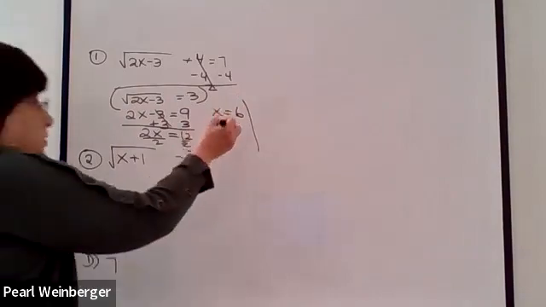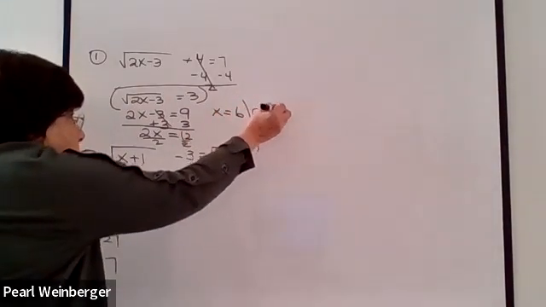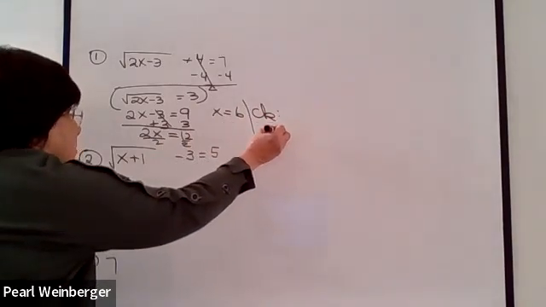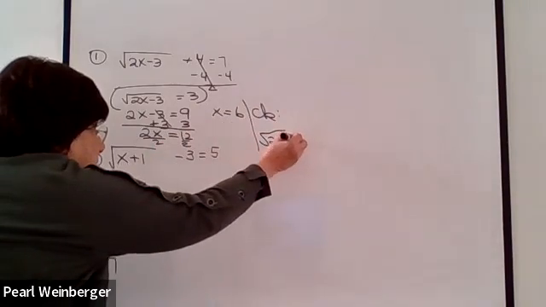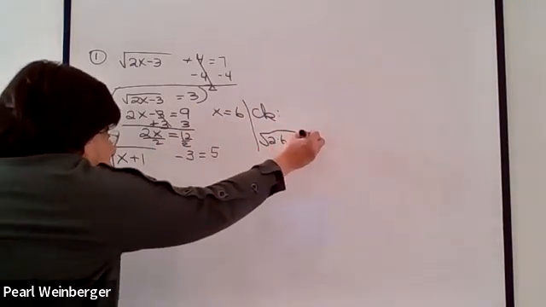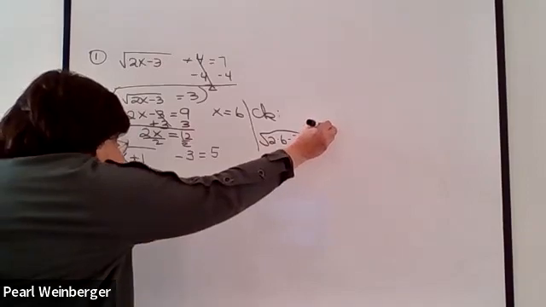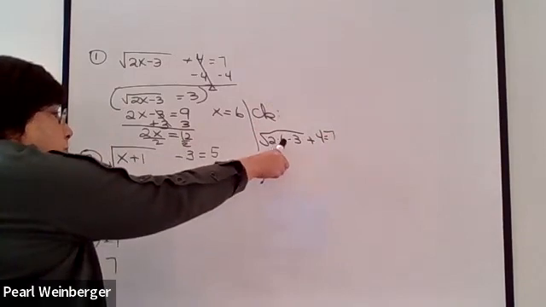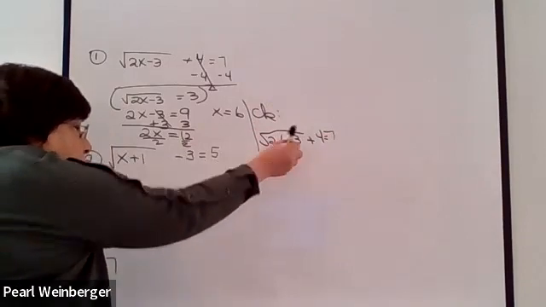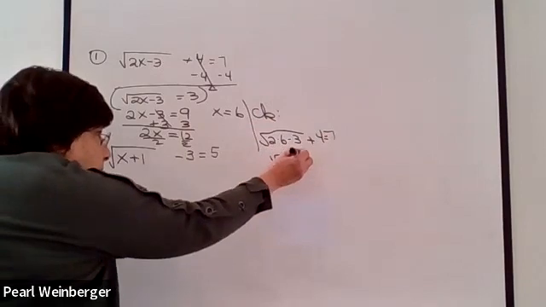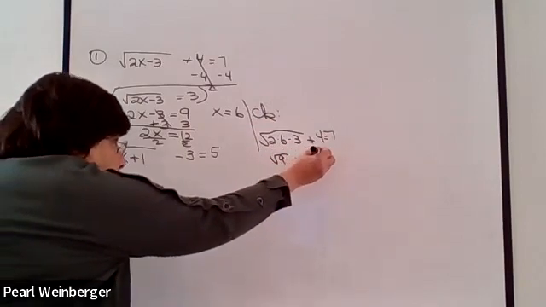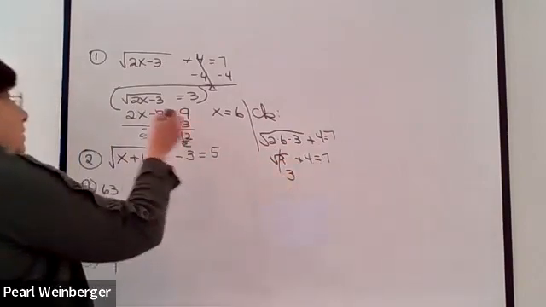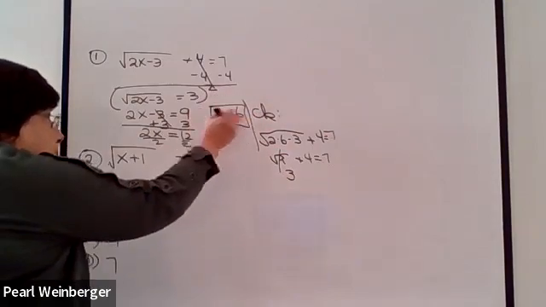Let's make sure it checks. Replacing, so we're going to have the square root of 2 times 6 minus 3, plus 4, equaling 7. And 2 times 6 is 12. 12 minus 3 is 9. So we have the square root of 9 plus 4 equals 7. Of course, the square root of 9 is 3. So 3 plus 4 equals 7. 6 is the correct answer. Perfect.